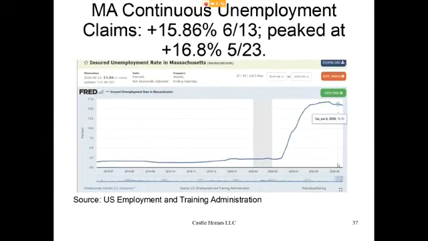And continuous claims is also looking good. Not looking good, but at least trending in the right direction. We peaked at 16.8%. We're at 15.86, and last week we were at 16.2, so that's somewhat good news. We want to see this keep going down as more and more people get rehired.